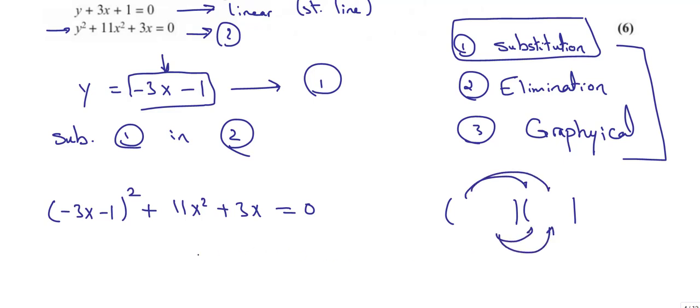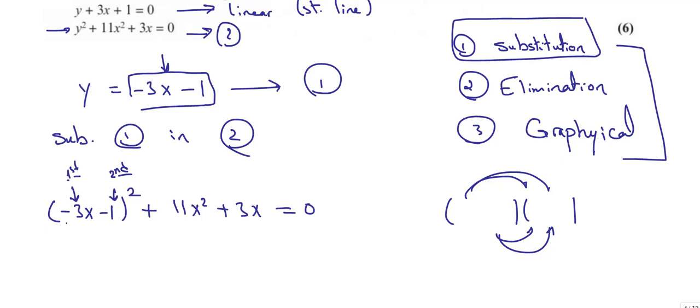Or the shorter way is to do it this way. Pay attention to what I'm going to say. Take the first term, this is the first term and this is the second. When I say first, I mean negative 3x. When I say second, I mean negative 1. Okay? So this is first and this is second.